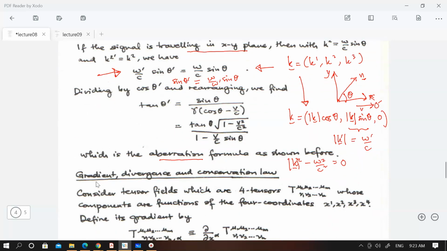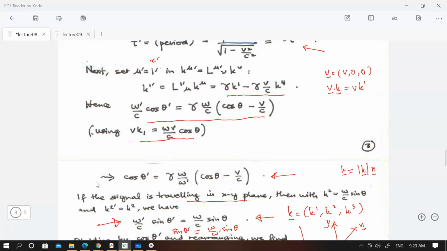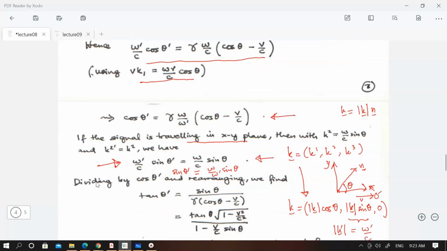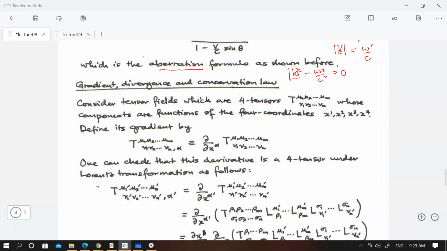Let's move on. I will get back to this if we take a break a little bit and try to figure out that one. Let's continue with this particular section of the lecture. This is another application of your Lorentz transformation.